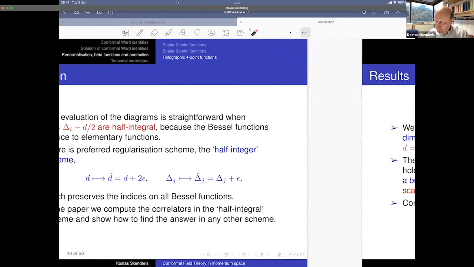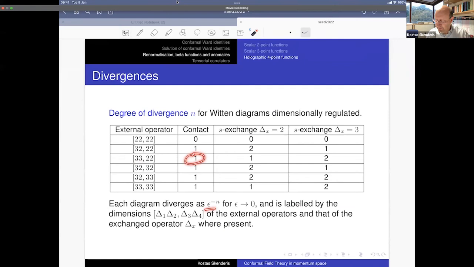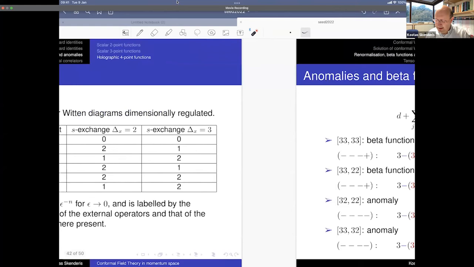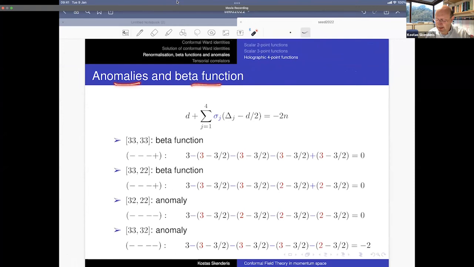And then we're looking at this one. So the conduct diagram diverges as 1 over epsilon. And if you exchange an operator of dimension 3, it diverges as 1 over epsilon squared, and so on. So all of these diagrams are divergent and need to be renormalized. And when you renormalize, you find that there are new anomalies and new beta functions. And then the conditions for those are similar to the condition I showed you earlier.